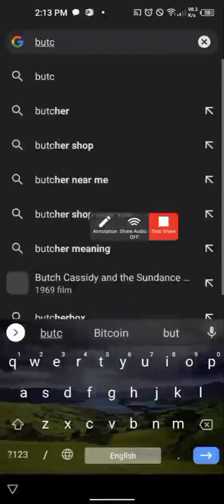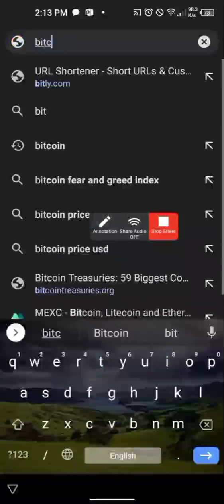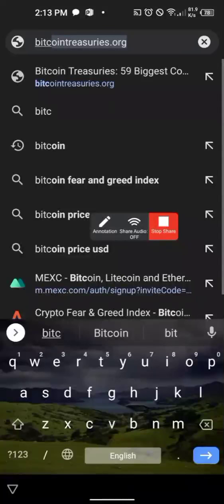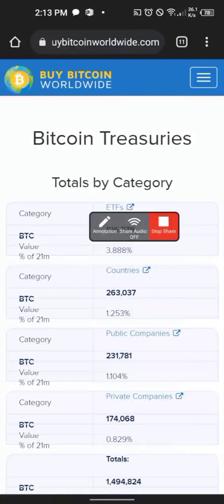So just come here and type Bitcoin Treasuries, BitcoinTreasuries.org, that's org. So log into the website. Now you would see people who are holding Bitcoin. Let me just scroll down a little bit.